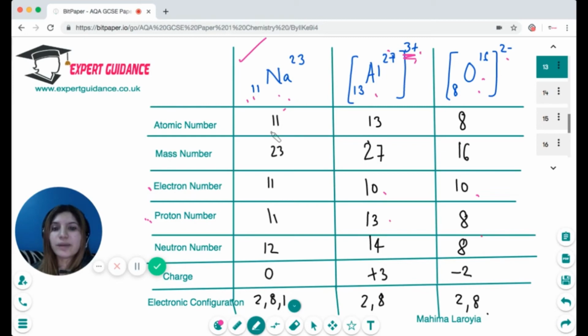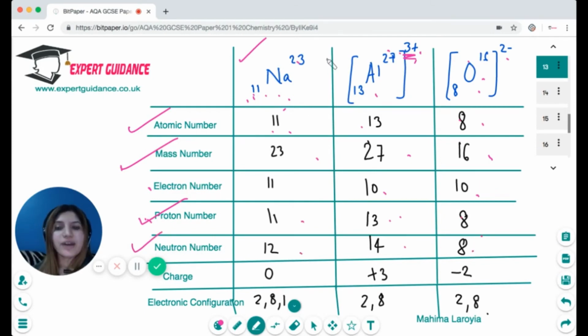The bottom number is the atomic number. So I've put 11, 13 and 8 in all the 3 boxes. The top number is the mass number. So 23, 27 and 16. The proton number is always the bottom number. So that is 11, 13 and 8 for all of them. And neutron number is the top number, take away the bottom number, which is 12, 14 and 8.